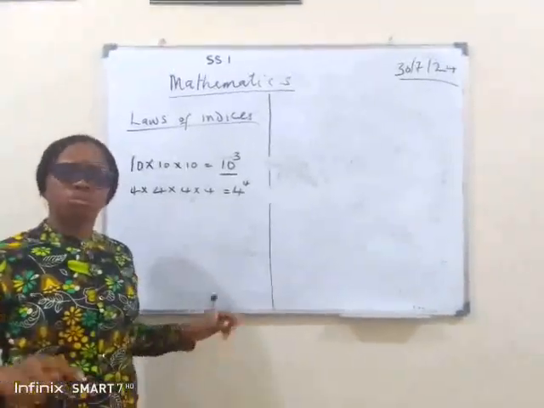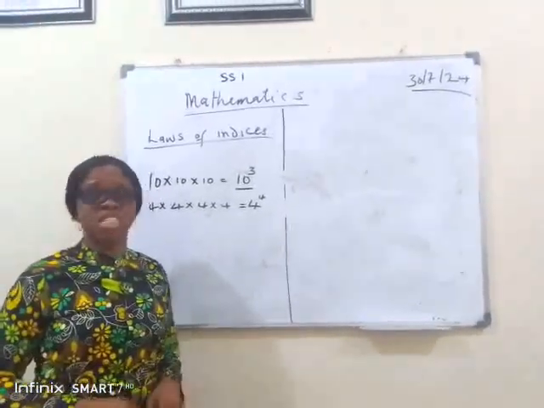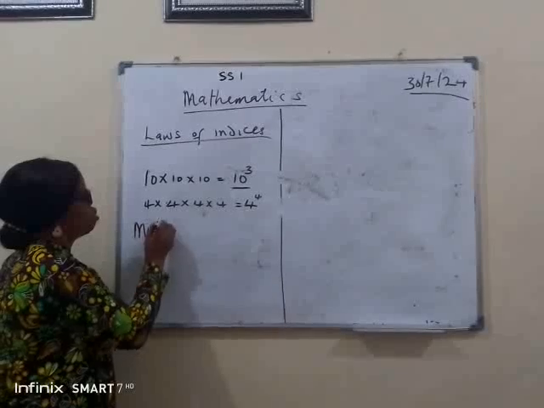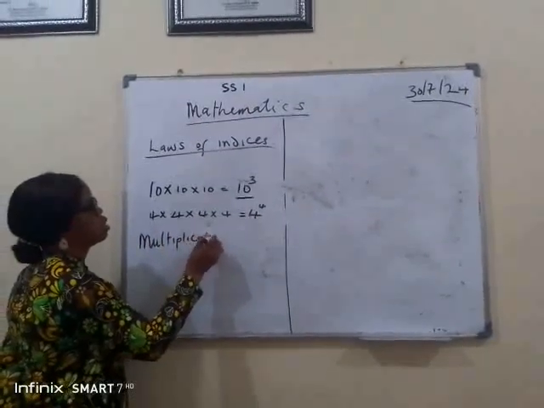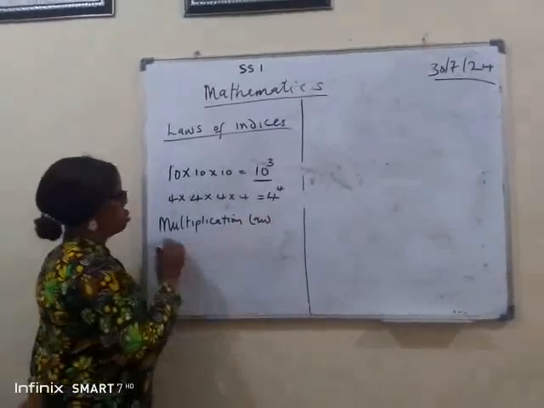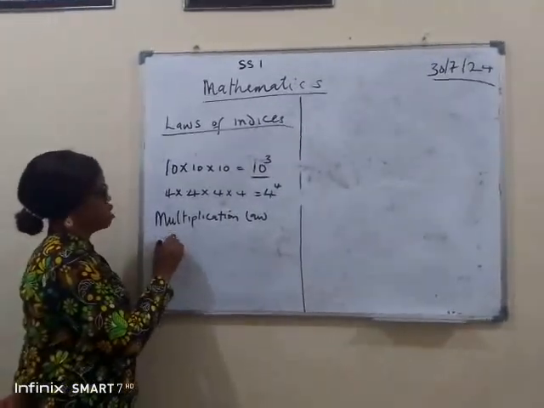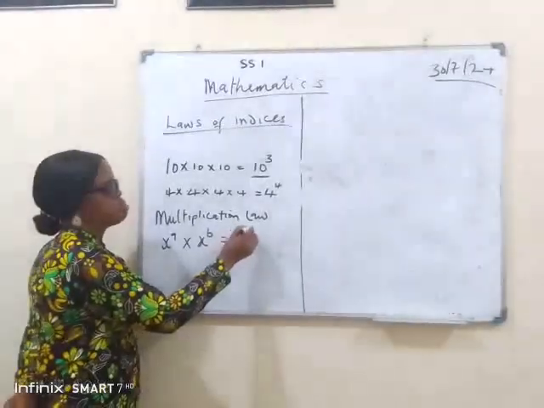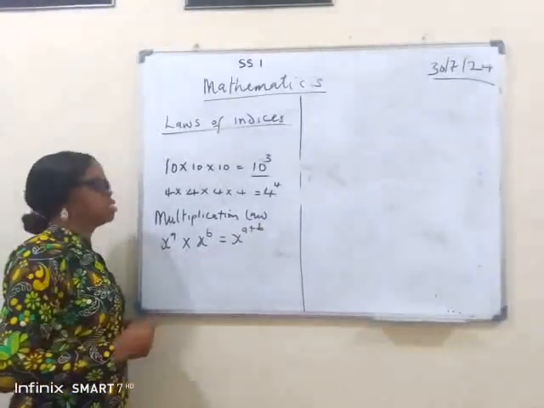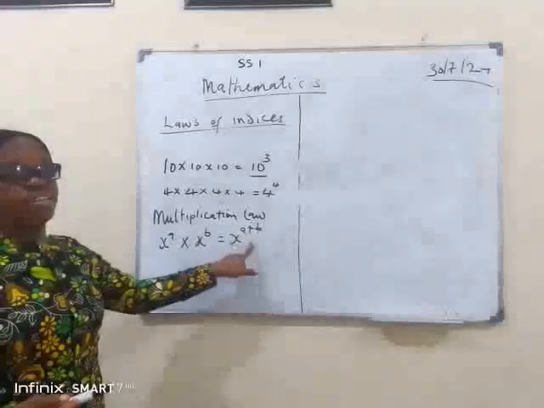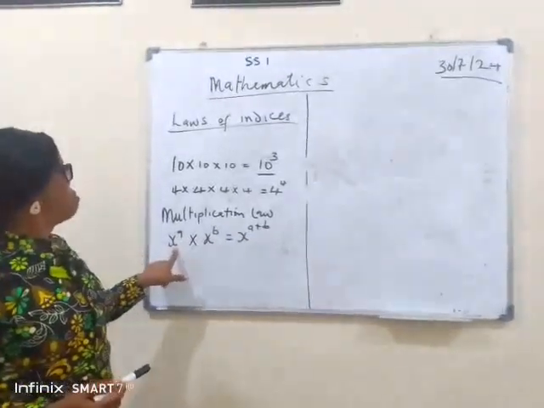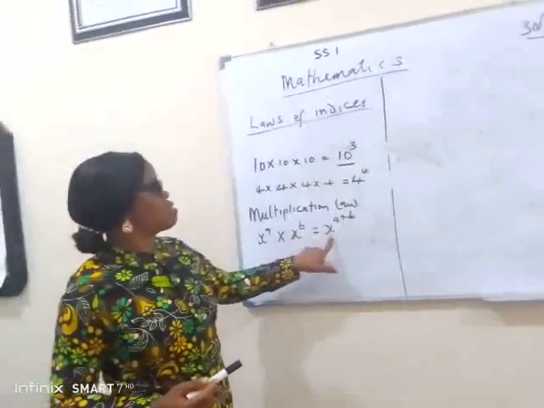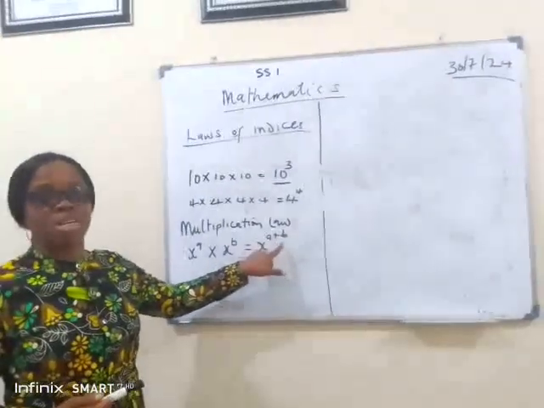But now we are moving further to the laws of indices. And the first law I will begin with is the multiplication law. We state that x raised to power a multiplied by x raised to power b is equal to x raised to power a plus b. You can see that multiplication goes with addition. x to the power of a multiplied by x to the power of b is equal to x to the power of a plus b.